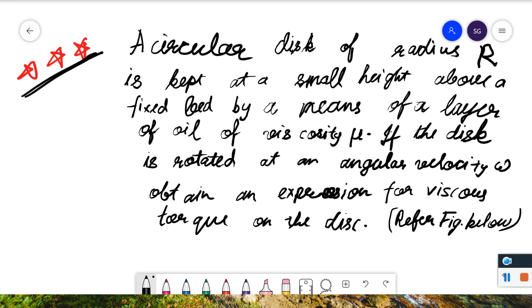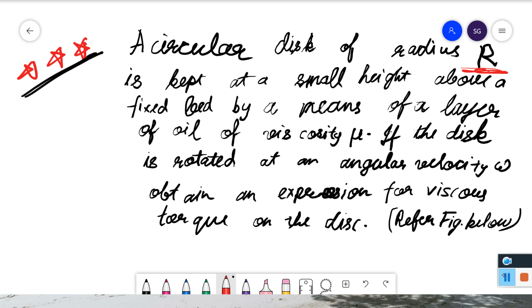Okay, this is the question. So these are the given terms. This radius r. Actually here you just need to focus on the concept since no value is given. So you need not worry about the quantities. This r is given at a small height above by means of a layer of viscosity mu. This is mu. The disk is rotated at the angular velocity omega. Then obtain an expression for viscous torque. This is unknown.